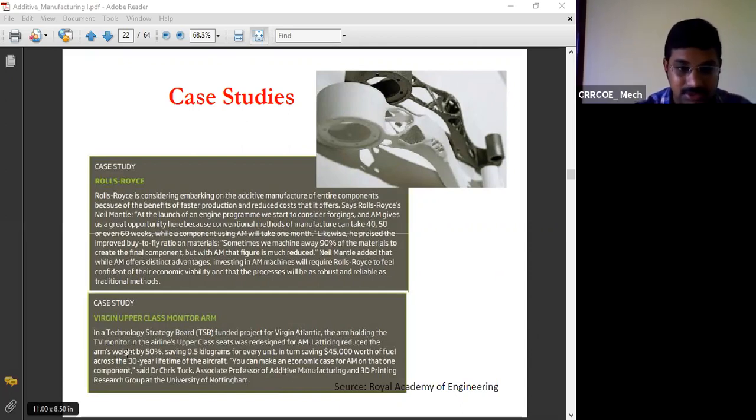See, latticing reduced arms. A TV monitor will be there in the airlines, with arms holding the TV monitor. They have designed the arm using additive manufacturing. After implementing AM, 50% of the arm's weight has been reduced, saving 0.5 kg, I mean 500 grams, for every unit. One component, half a kg has been saved for one unit, one arm.